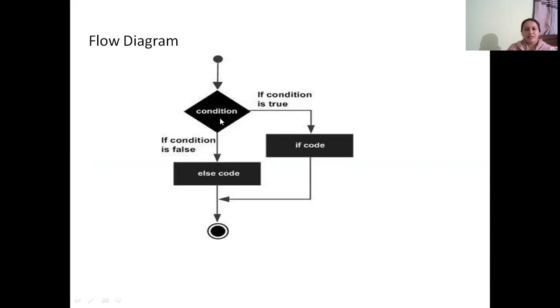Condition is evaluated. If condition is true, if code is executed and control jumps to the next statement following the else block, and the else code is completely skipped. If the condition evaluates to false, else code is executed, if code is skipped, and after else code, the next statement following the else part will be executed.